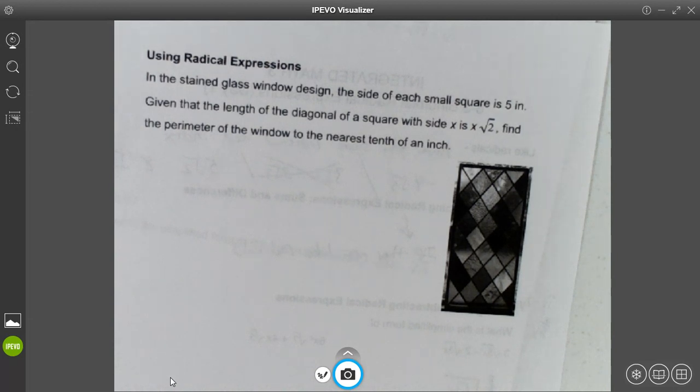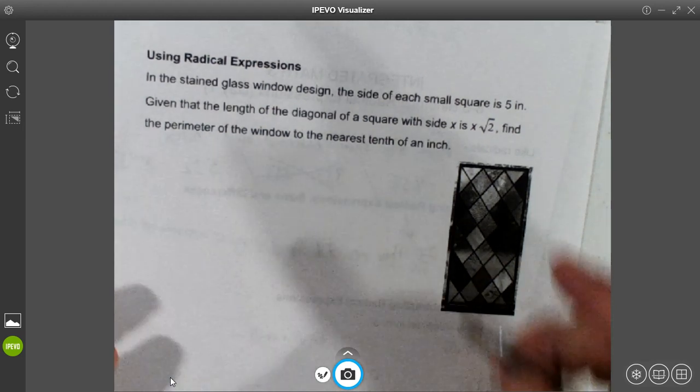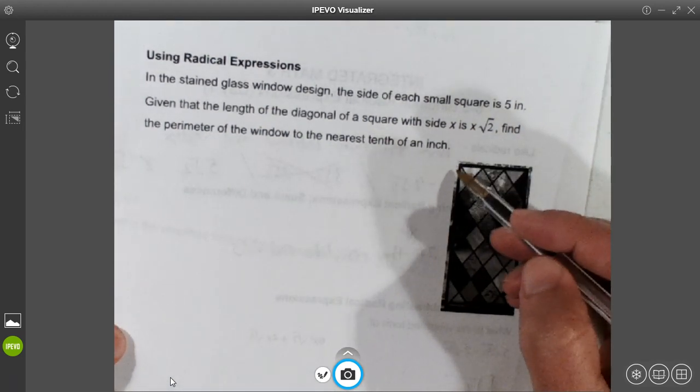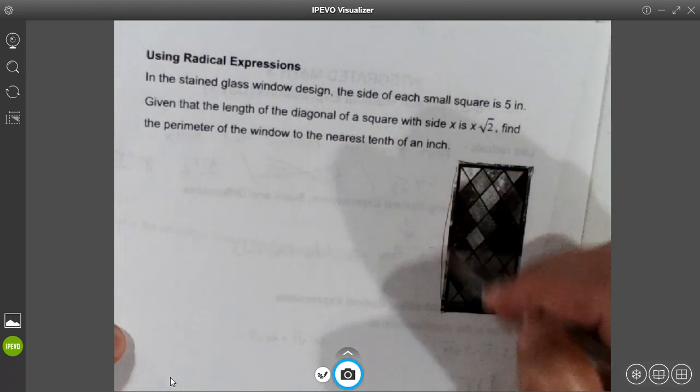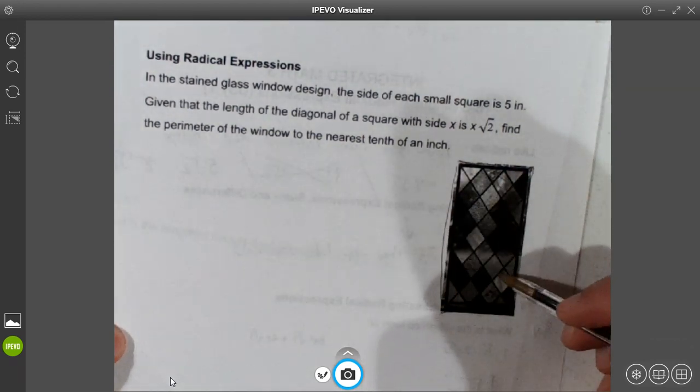Given that the length of the diagonal of a square with side x is x times the square root of 2, find the perimeter of the window to the nearest tenth of an inch. All right, so wait a minute, what are they talking about here? Well, perimeter is distance around. So we just want to find all four sides here and add all that up. Well, how can we do that?